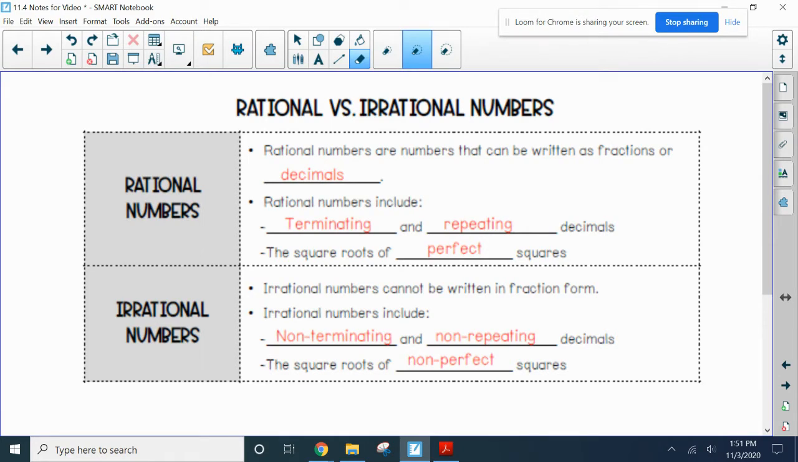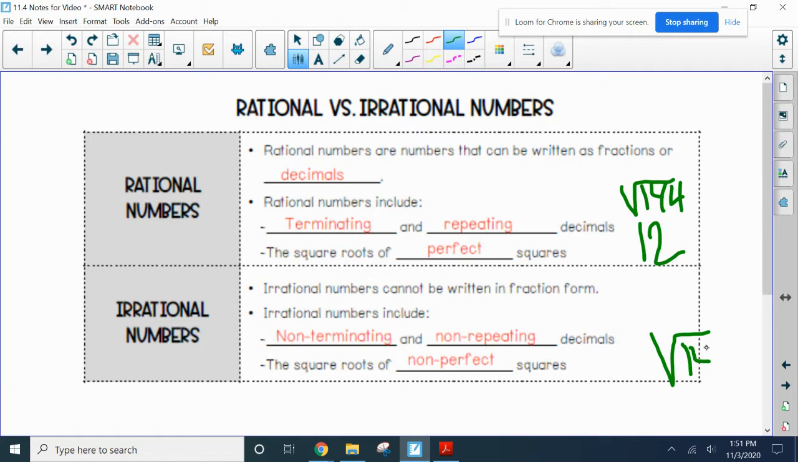The square roots of perfect squares are also rational. A lot of times I would see on our homework, we had the square root of 144, and as soon as you saw the square root, you said that's irrational, but the square root of 144 is 12. And we know 12 is a rational number. Irrational numbers cannot be written in fraction form. Irrational numbers include non-terminating and non-repeating decimals and the square roots of non-perfect squares. So if this was the square root of 146, it'd be irrational because that is not a perfect square. There's no single number that multiplies by itself to give me that number.